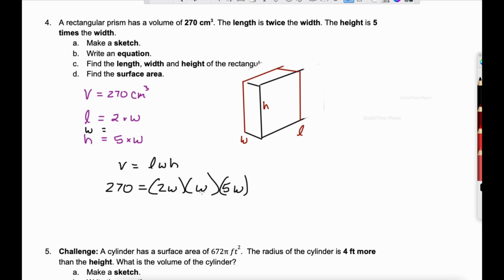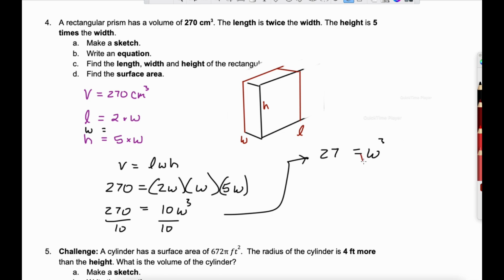Okay, there it is. So what's 2w times 5w? 2 times 5 is 10, and w times w times w is w cubed. And we got 270 over here. What do we do now? Divide by 10. And we've got 27 equals w cubed. Now what do we do? We need to take the cube root of both sides.